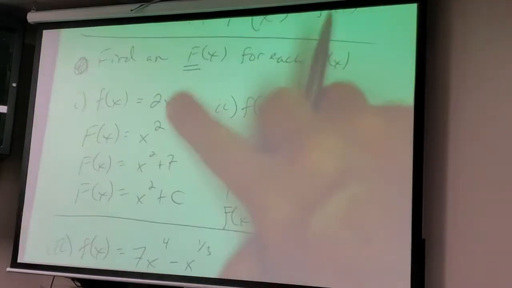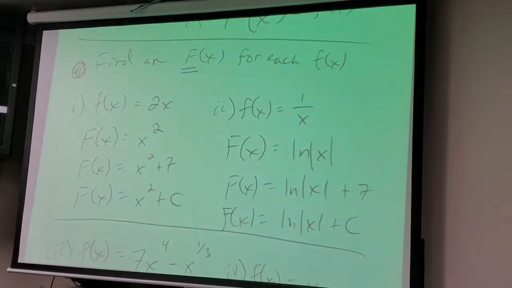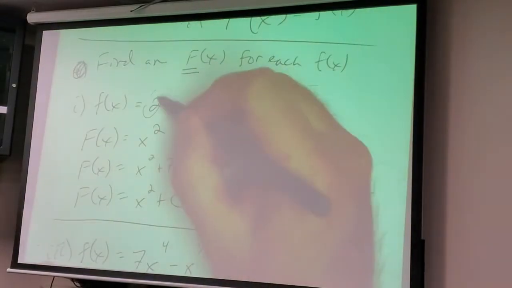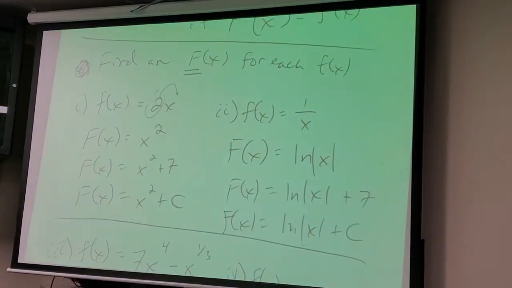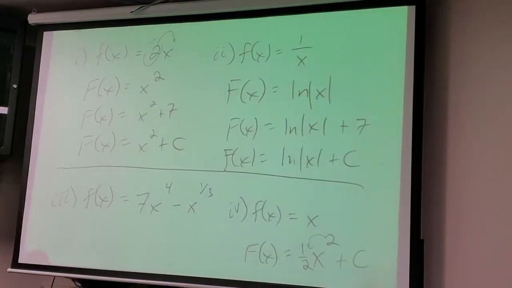And isn't that what we did here? We put the 2 up and we took half of 2 and got 1. I know that's not what we did, we just put the 2 back up. But that really actually is the thing behind what we did. And of course, then I can put my plus C.